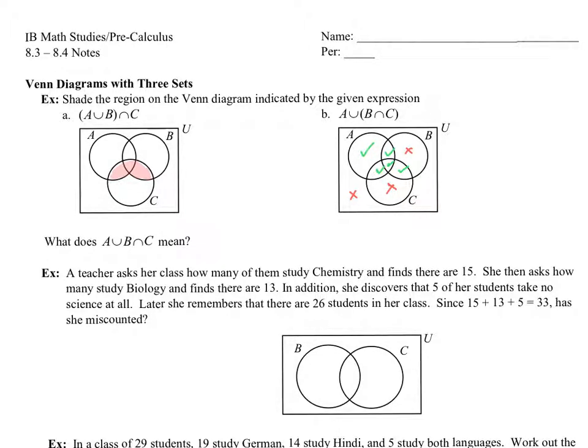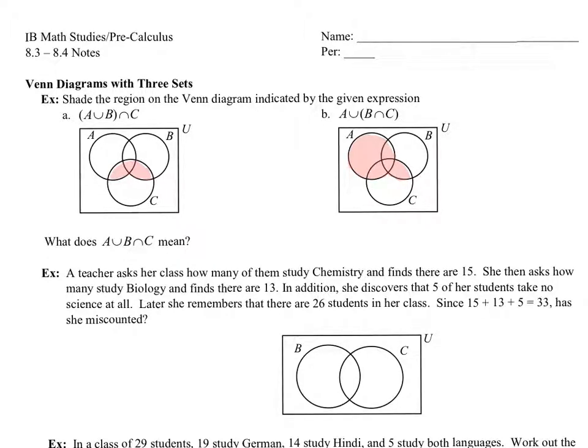Okay, and the reason I'm erasing the marks is because I don't want you to think that the checks and the X's are part of the answer at all. I was just using them to help my thinking. So my final answer would be all of A. Let me shade that in. All of A, and then this little piece of the intersection of B and C.